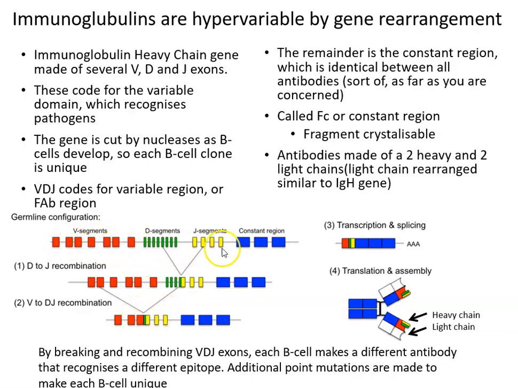Because we've got so many V, D, and J segments and so many opportunities to cut and stick them back together again, you can end up with almost every single B cell having a different combination of V exons, D exons, and J exons. And that makes the B cell populations, of which you've got millions and millions lurking around in your body, the vast majority of them will have a completely unique combination of V, D, and J exons that are being spliced together. That means that they will all make different antibodies.